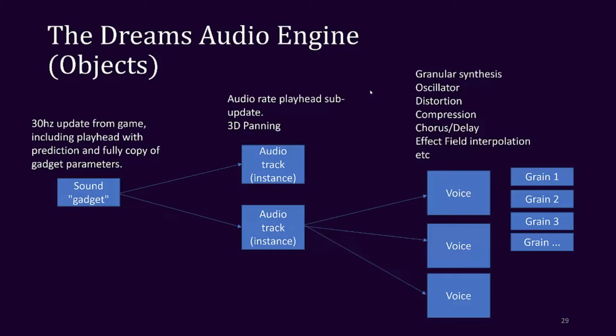And then on the audio thread, these sound gadgets spawn individual audio tracks, which are kind of a sound's instance on the audio thread. And those update at buffer rate, effectively. They update their playheads, and they do 3D panning. And then each audio track can spawn multiple voices. And each voice is like this stack of effects. They're always there. And these are the things that relate to the strokes that are wiggling around in the freeform view and reading out effect fields and stuff like that. And then each voice spawns out individual grains.